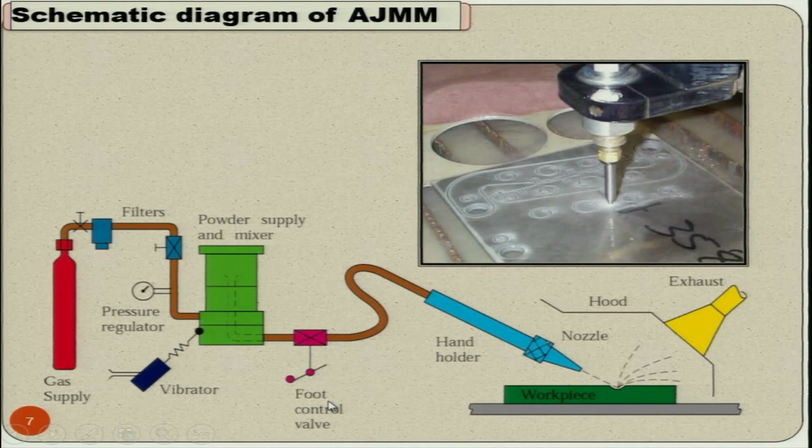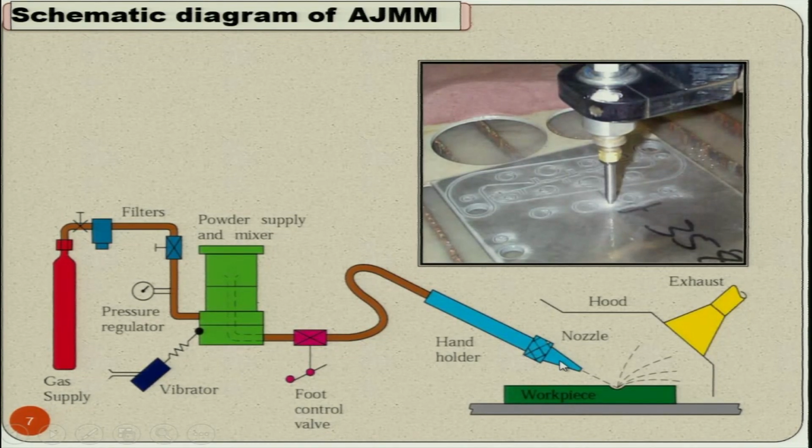Then you have the foot control valve. You can operate it with your foot so that you can control the amount of gas going to the nozzle for removing the material from the workpiece by the abrasive jet. This is the abrasive jet, this is the nozzle, this is the workpiece, and here the material is being removed by this particular abrasive jet, and this feature is being created with the help of this.